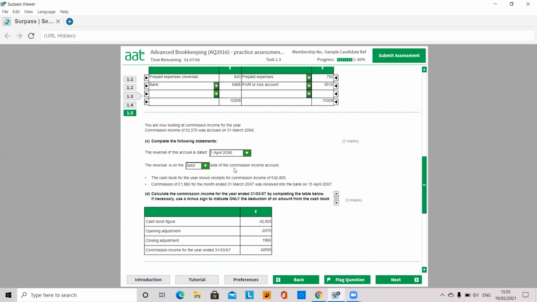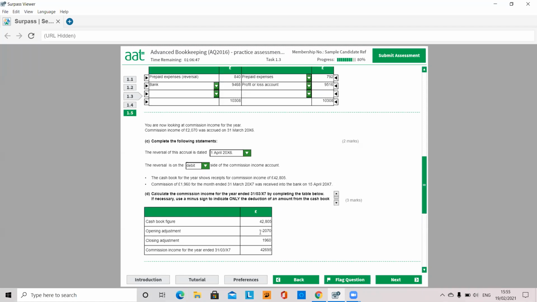And that's all that's saying here, that reversal. Hopefully I'll say it again in a minute. So then it said the cash book for the year shows commission of 42,805. But now we need to do the adjustments for 2007, which I've got drawn on my T accounts.